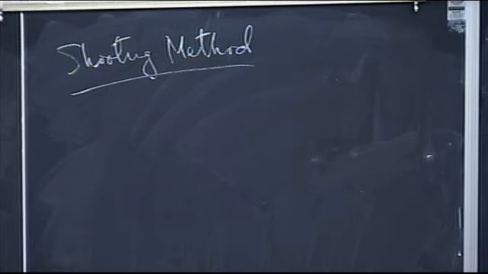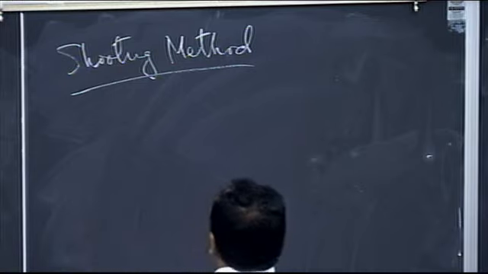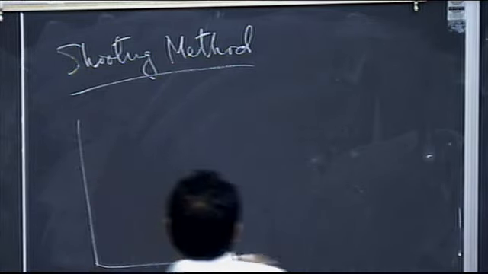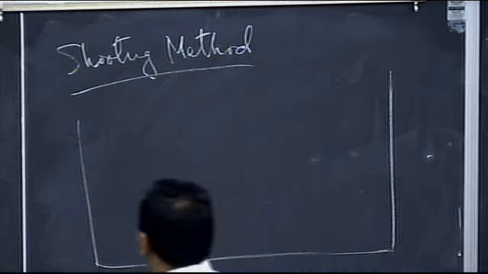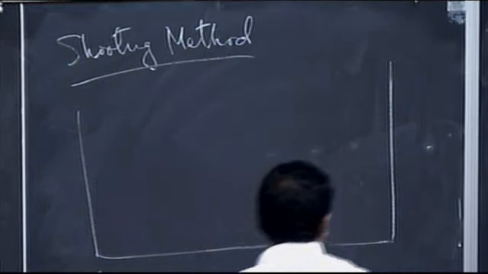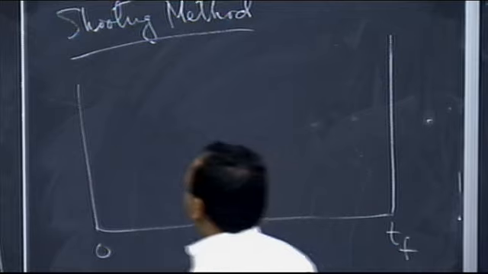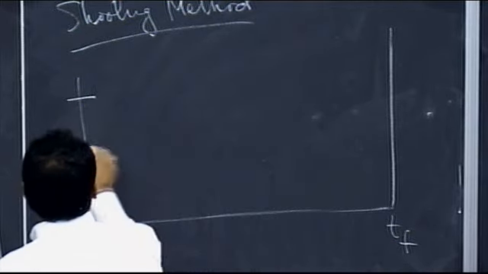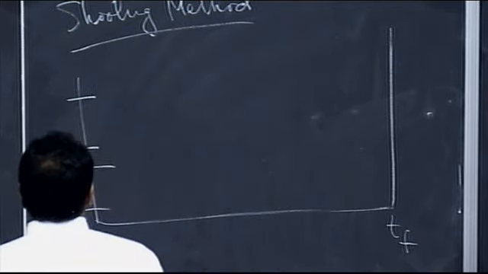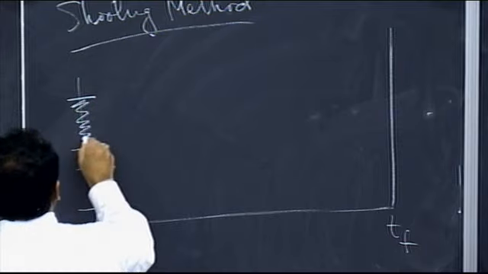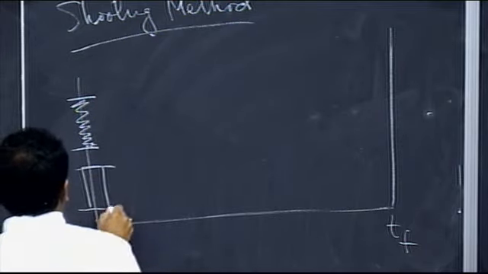It's not just used for optimal control, it's used for any two-point boundary value problem, but it's used particularly in optimal control. The way it works is as follows: you have some time interval, let's say 0 to tf, and you've got some boundary conditions, which I'm going to break into two groups here. These boundary conditions are known. These boundary conditions are unknown.